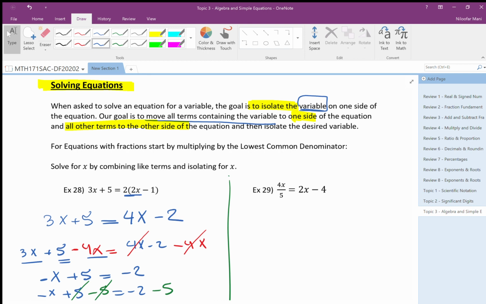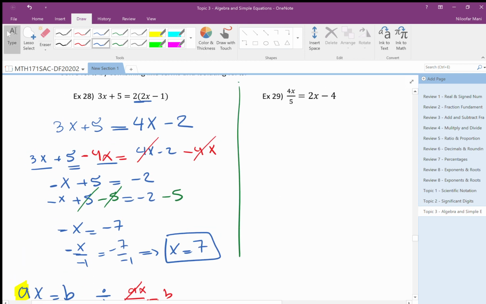Look here. I have 4x here, and I want to remove it from here and add it to the other side. So what should I do? Here I add minus 4x to both sides. So this is removed from here and just added to the other side, but with a negative sign.